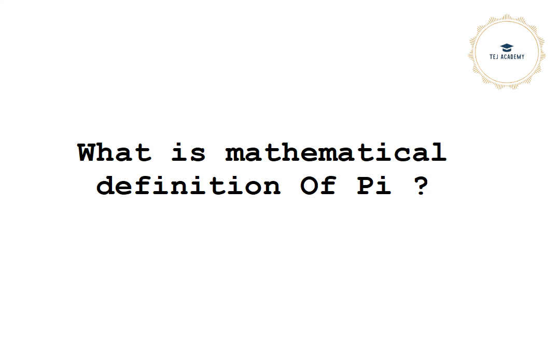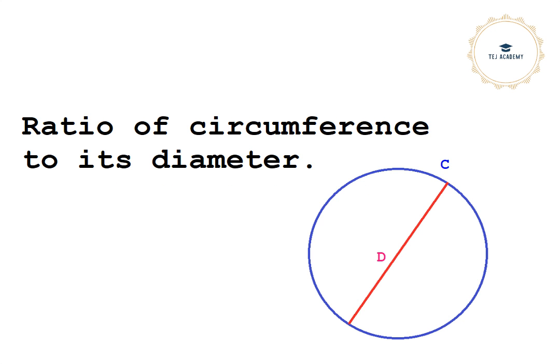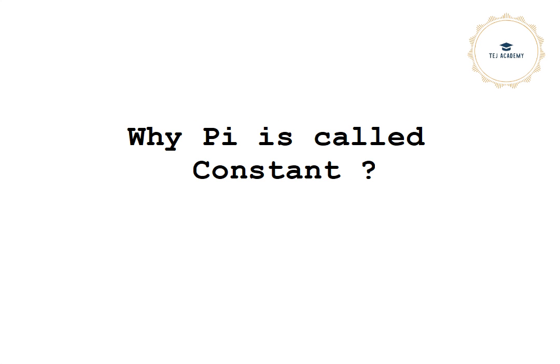Now, we will see the mathematical definition and different aspects of pi. Pi is used to represent the ratio of the circumference of a circle to its diameter. Here in this example diagram displayed on screen, C is the circumference and D is the diameter. So pi will be used to represent C upon D. Remember, pi is not C upon D. Pi is used to represent C upon D.